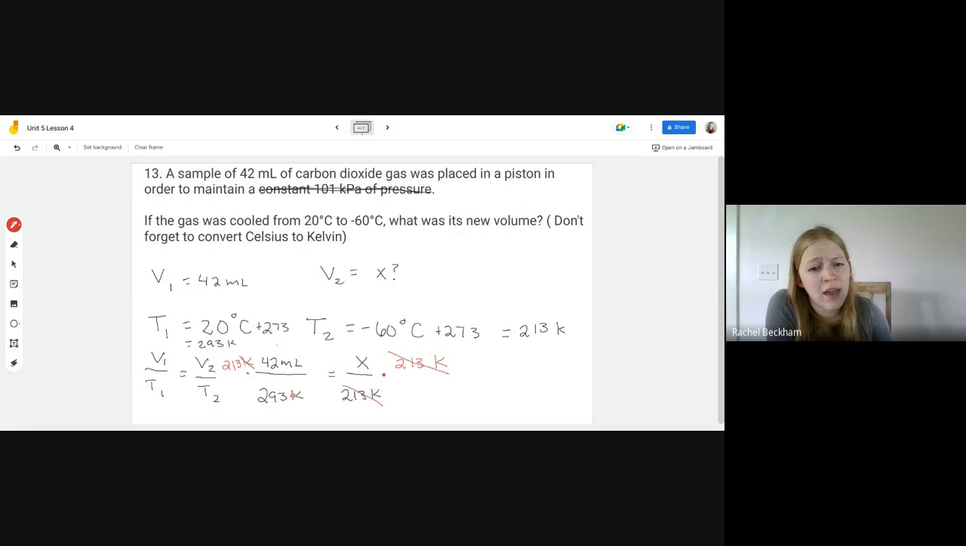And you can see that my K's are going to cancel out because they are exactly the same. And now I need to do 213 times 42 divided by 293. And when I do that, I get 30.5 mL as my answer because mL is the only unit left over. So this is going to be my answer for the new volume there.